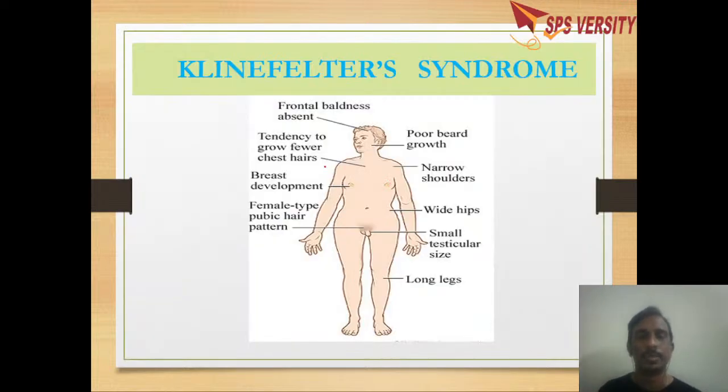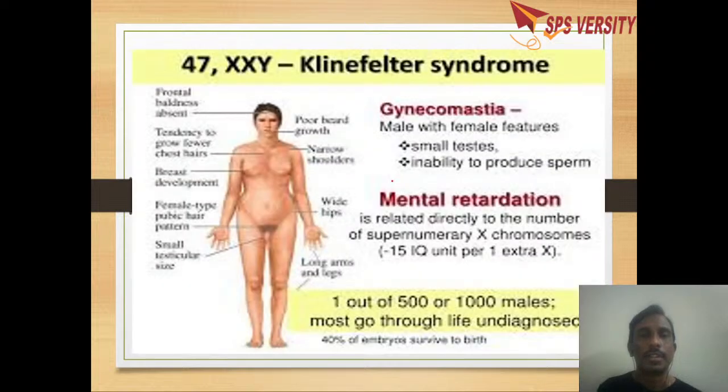Here you can see the symptoms: baldness, poor beard growth, narrow shoulders, wide hips, small testicular size, long legs, pubic hair like female, breast development, tendency to grow fewer chest hairs. So these are the symptoms seen in Klinefelter's syndrome. It even leads to gynecomastia, that is male with female features, small testes, inability to produce sperm. So this is about Klinefelter's syndrome.